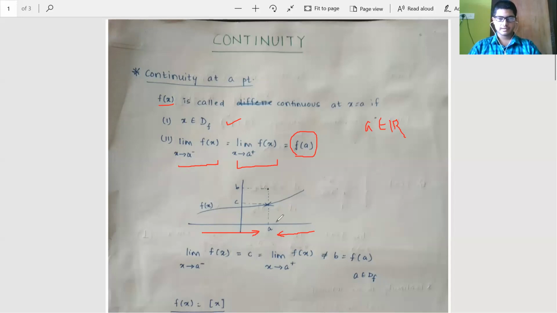So the value of the function at that point a, f(a), is equal to b. So what we can say, first of all, the point a belongs to the domain. So condition 1 is satisfied. And the second is that the LHL is equal to RHL, but it is not equal to the value of the function at that point because c is not equal to b, as clearly shown in the diagram. Thus, we can say that the function is not continuous. Let us move a bit ahead.